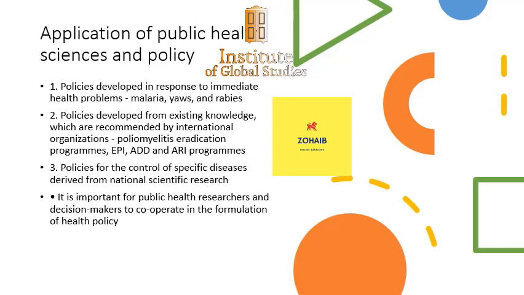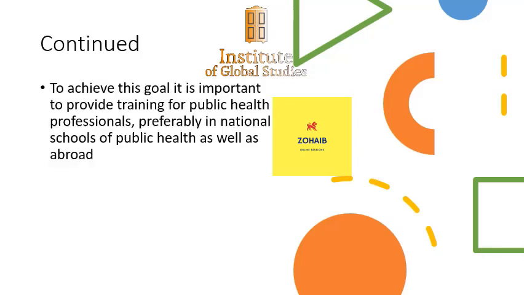Then the application of public health sciences and policy, that policies developed in response to immediate health problems, that we should develop from existing knowledge. We should make our development from existing knowledge, and we should apply that knowledge to the specific diseases derived from national scientific research. We should apply that research as well. Then to achieve, what was the goal? The goal is to achieve the training for public health professionals, preferably in national schools of public health as well as abroad.